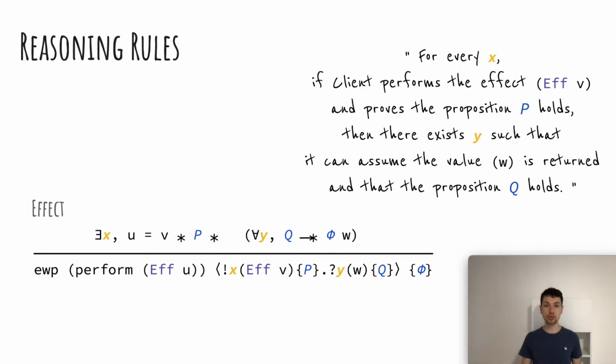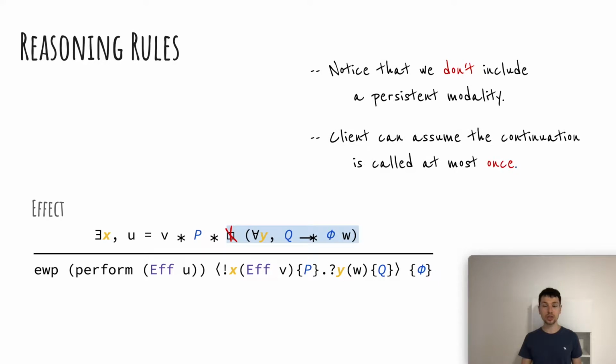And here I would also like to discuss a technical detail, but it's still important, which is that we do not include a persistently modality. So that means a continuation can only be called at most once. And here is where we choose to forbid multi-shot continuations, continuations that can be called more than once.